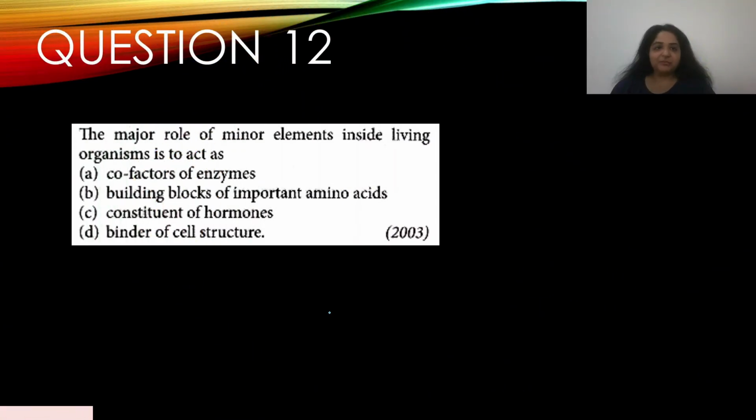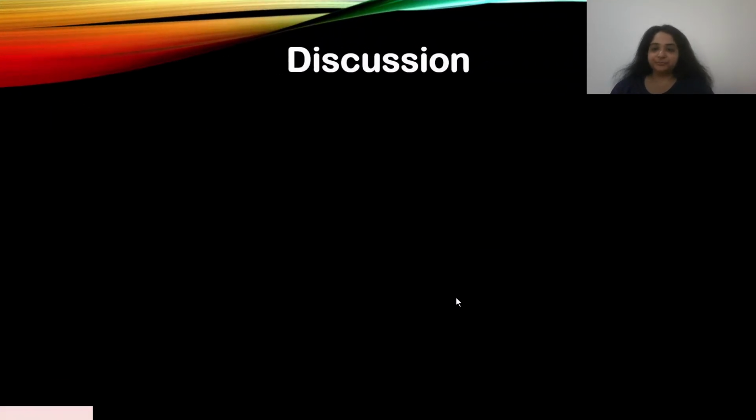All right, so question number 12. The major role of minor elements inside living organisms is to act as, this appeared in 2003. A, cofactors of enzymes. B, building blocks of important amino acids. C, constituent of hormones. D, binder of cell structure. The way it's phrased is funny, but we're talking about minor elements and what they majorly do. So according to the options given, they are cofactors of enzymes. The answer is A. Let's go to the discussion.